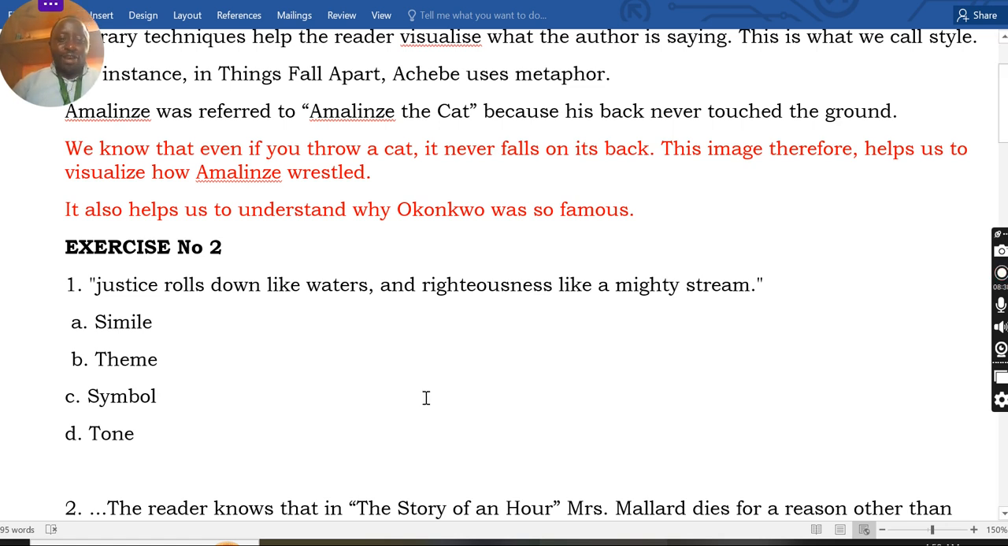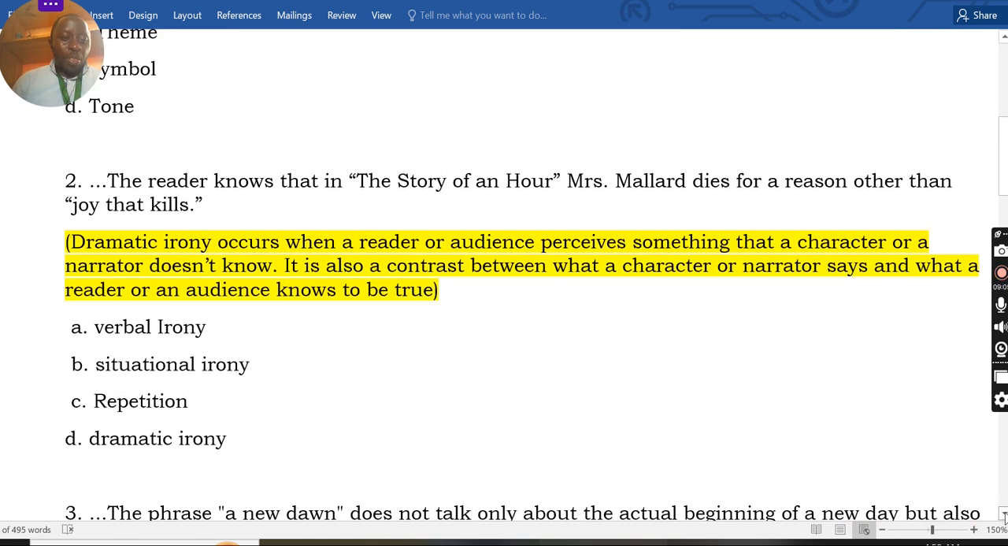Justice rolls down like waters, and righteousness like a mighty stream. So we have justice and we have water. So justice is compared to water by using the word like. So you normally know that this is A. A is the simile. So let's go to number 2.